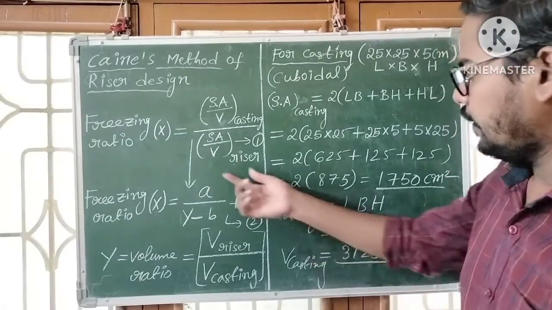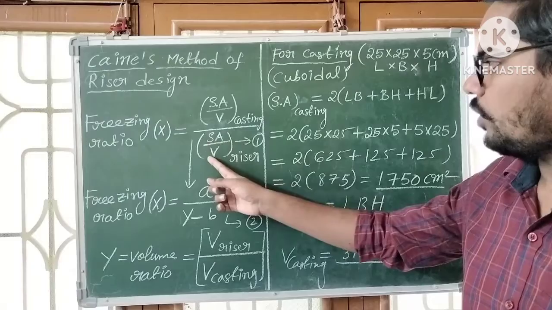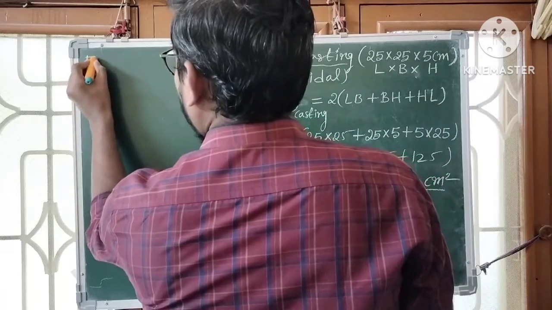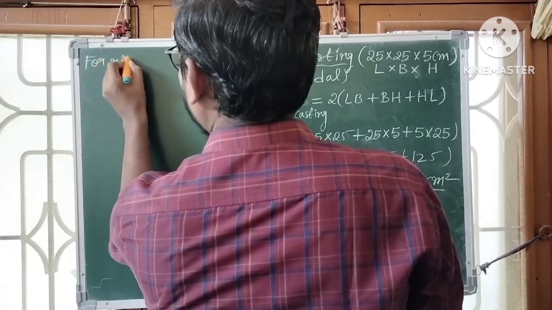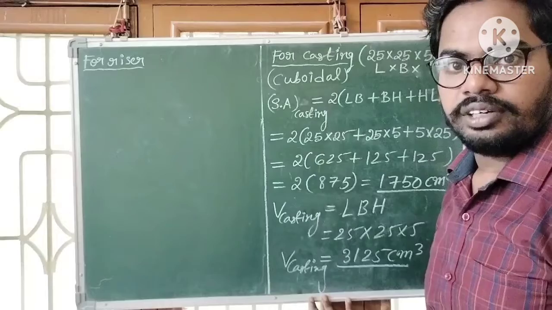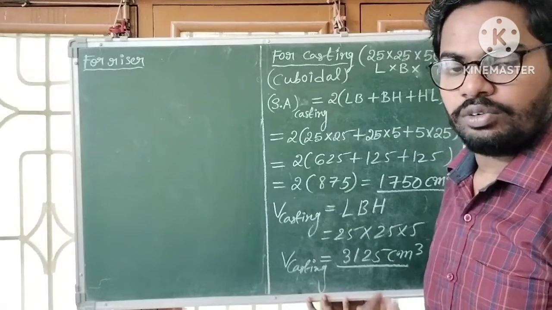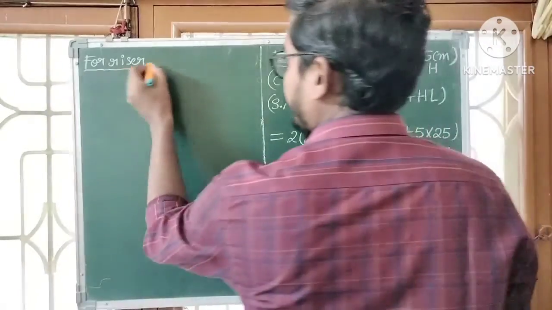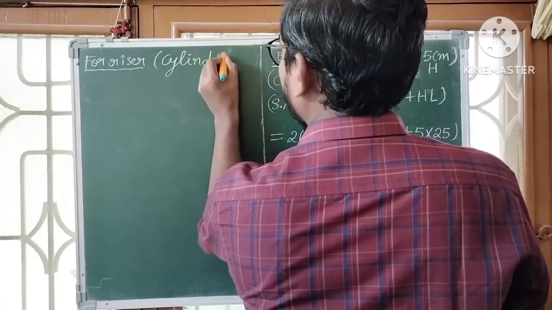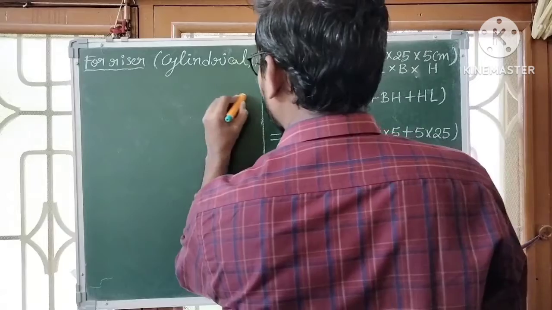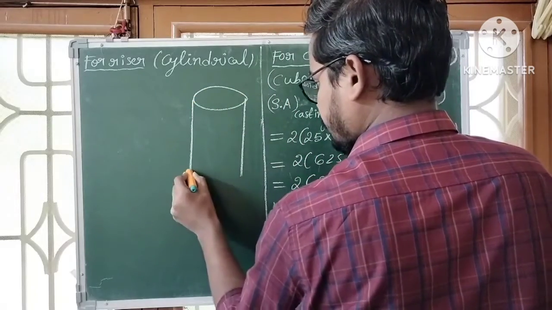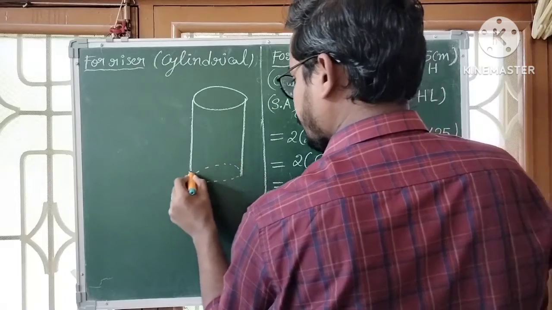Okay. First, next let us find surface area and volume of riser. For riser, we have to find the surface area of riser and volume of riser. So here shape of riser is cylindrical. So we are designing cylindrical riser. So this is cylindrical riser.